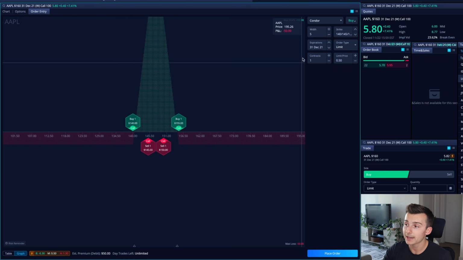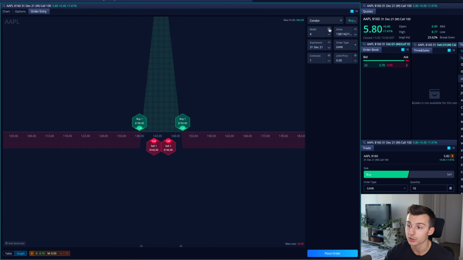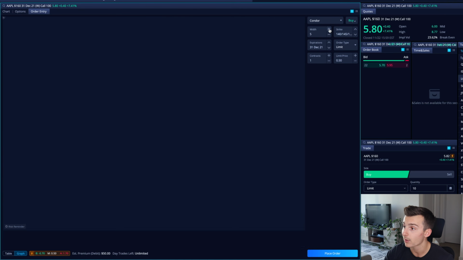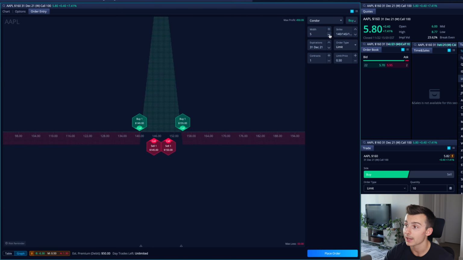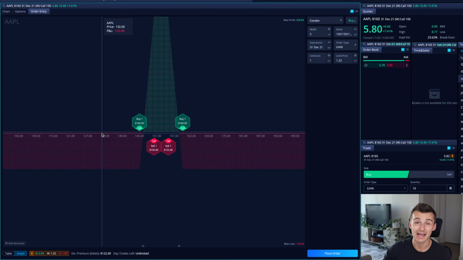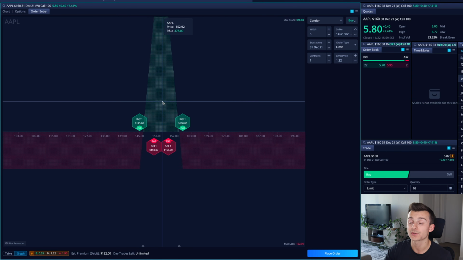Now, I can change the width if I wanted to, change it to 4, to 5, to 3, or up it to 6 if I would like to. I can also go up here and change the strike prices. Maybe I want to go up a little bit more, move my strikes up a little bit. Now I'm talking about the 145s, 150, 155, and then 160s. Now we're going to have to pay about $1.22. So out of pocket, 122 bucks to get in. But our max profit here is $378 if things work out perfectly.